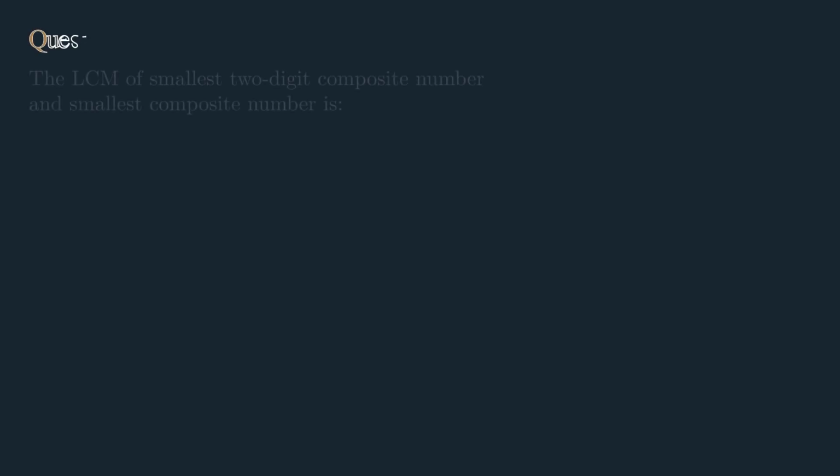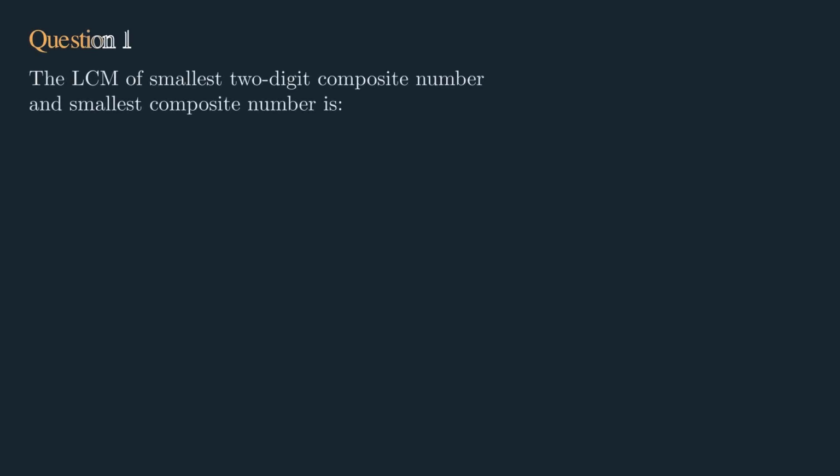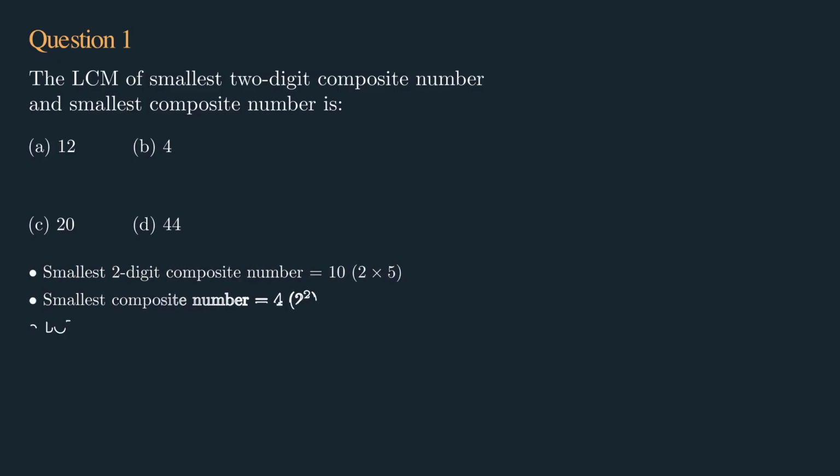Question 1. Find the LCM of the smallest two-digit composite number and the smallest composite number. Here are the options. The smallest two-digit composite number is 10, which is 2 times 5. The smallest composite number is 4, which is 2 squared. The LCM of 10 and 4 is 2 squared times 5, which equals 20. The correct option is C, 20.